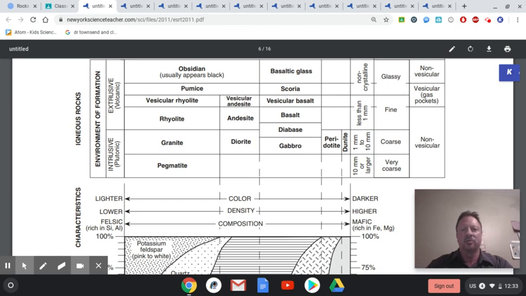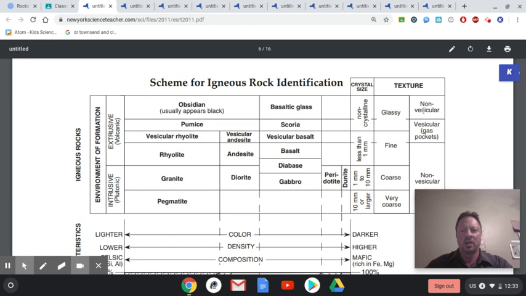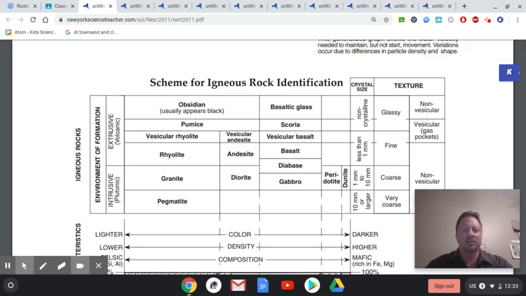Over here are your textures: glassy, fine, coarse, and vesicular. Don't worry about non-vesicular. Don't worry about very coarse. You can kind of figure those out. So again, if I'm looking for a fine-grained rock, it is going to be one of these guys. If I'm looking for coarse-grained rock, it's anything over here.